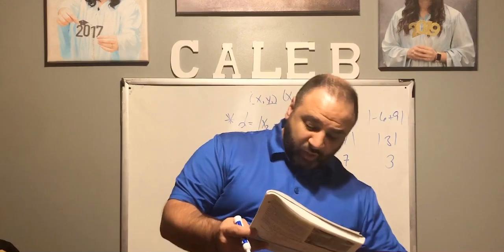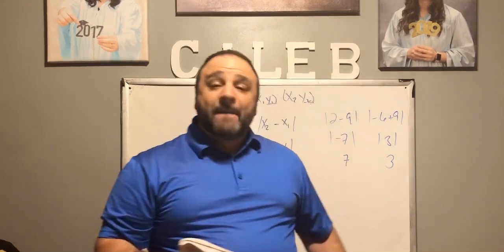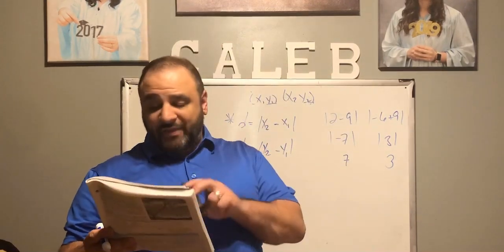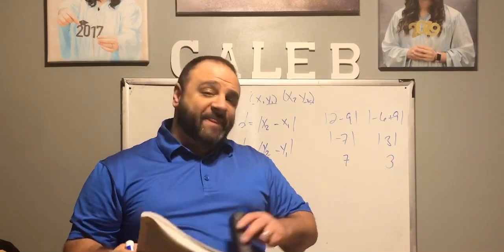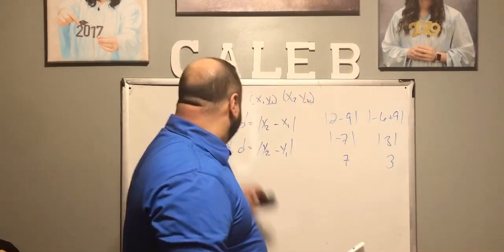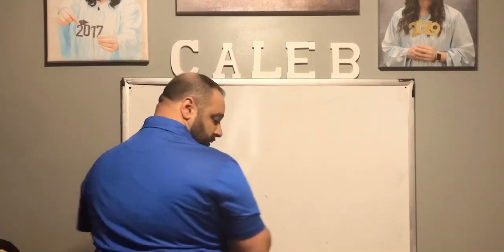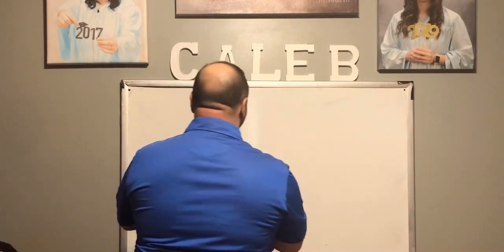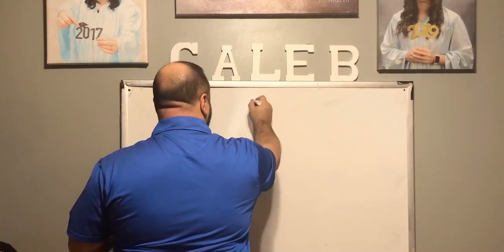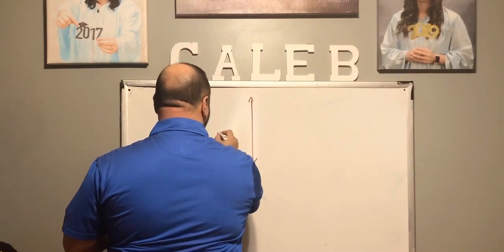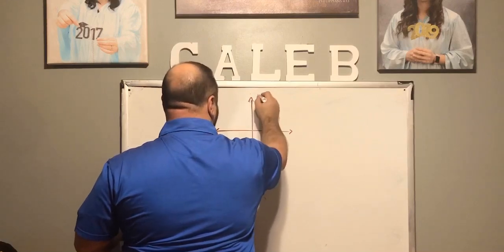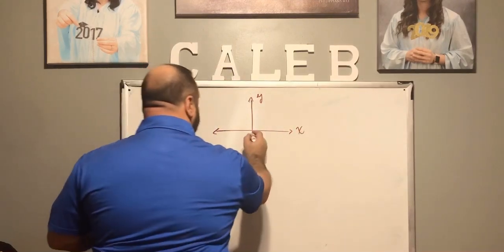All right, number 5. Plot these points and find the distances between them. So we want to do two things. We want to plot them on the coordinate plane, and then find the distance between them. Let me quickly draw our coordinate plane. Here's the y-axis, here's our x-axis, and we have 0.